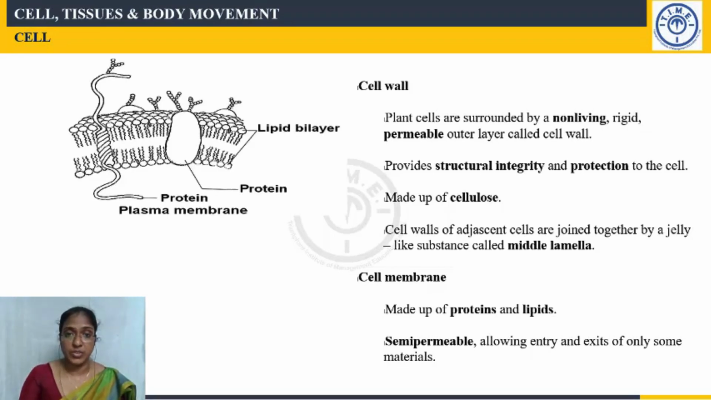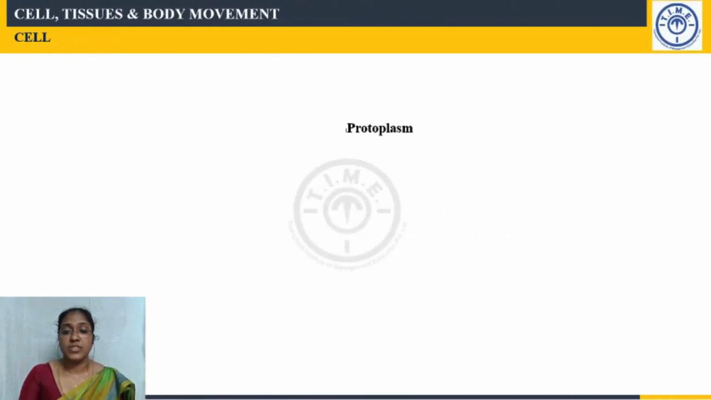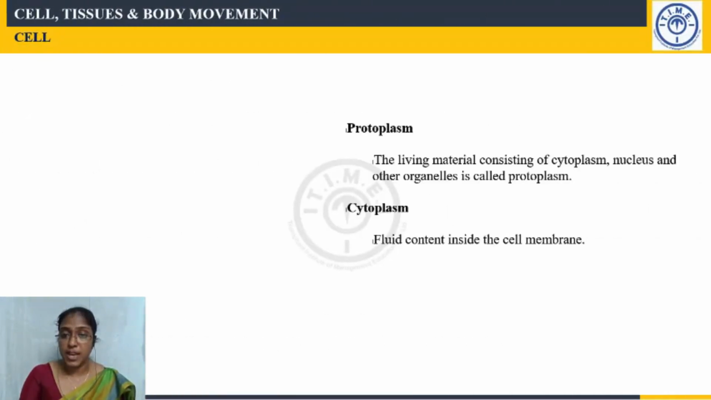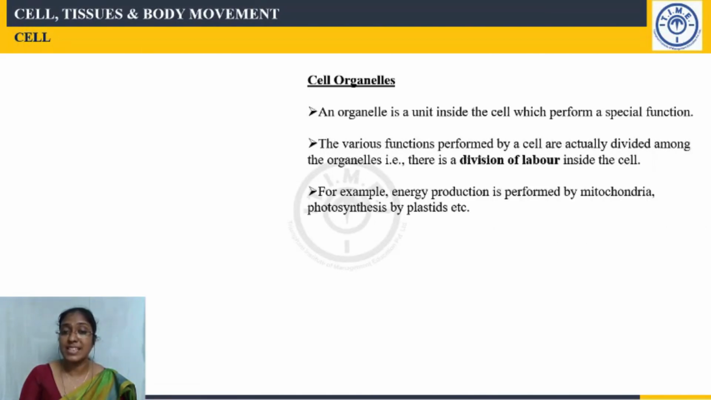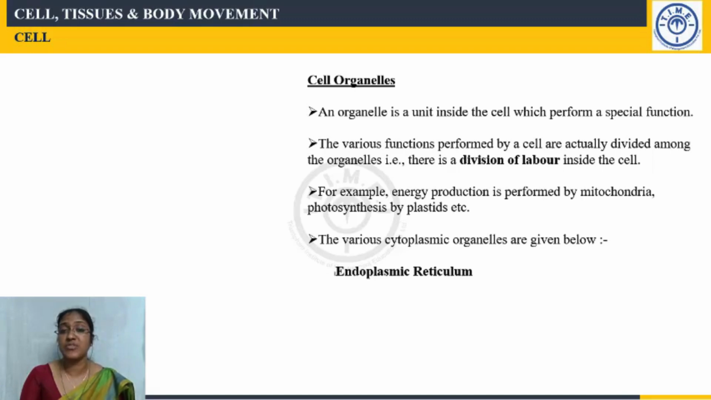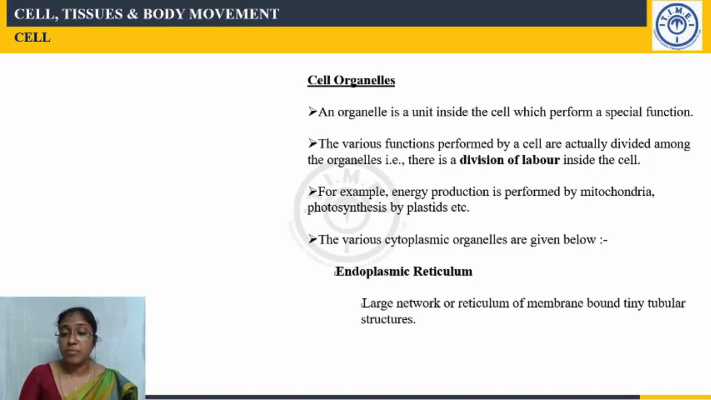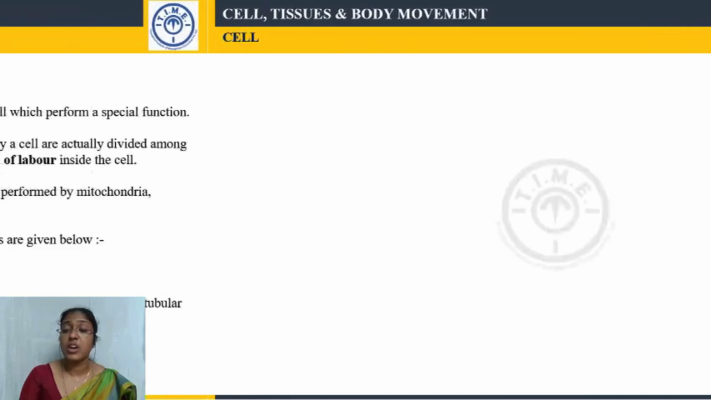And we have seen protoplasm and cytoplasm. Protoplasm means all the things inside the cell, that is cytoplasm, nucleus, and other organelles. Cytoplasm is the fluid part alone. And then we are seeing cell organelles. There is a division of labor because different cell organelles perform different functions. Then about endoplasmic reticulum, it's a large network of membrane system which is scattered inside the cytoplasm.